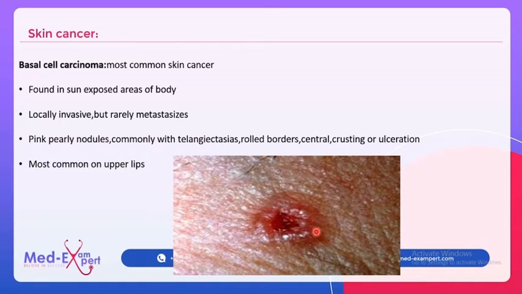There are rolled borders, as you see, with central crusting or ulceration. All these points are fitting into this picture, and it is most common on the upper lips. So basal cell carcinoma has pink pearly nodules with central ulceration or crusting, and it is most common on the upper lips. It is the overall most common skin cancer.